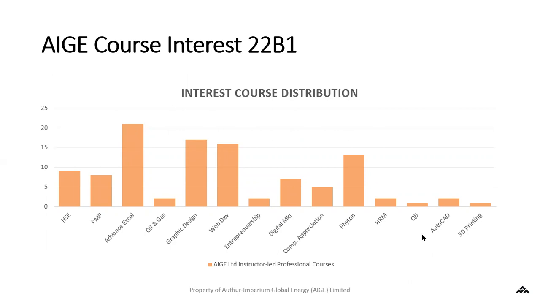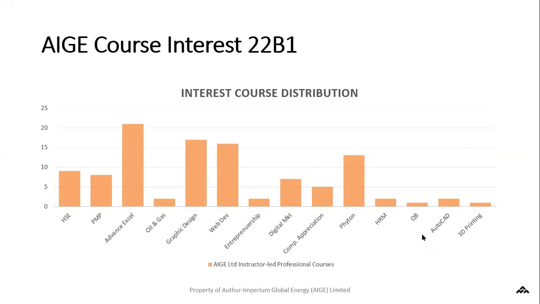This distribution shows the courses that have been registered so far per your number. Some people have shown interest in HSE, some in project management, and mind you, these two are professional courses, meaning you don't need a laptop to do either HSE or project management. All you need is just your phone. Same thing with entrepreneurship, digital marketing, and human resource management. All these courses, you don't need a laptop. All you need is your phone and you can take the training.